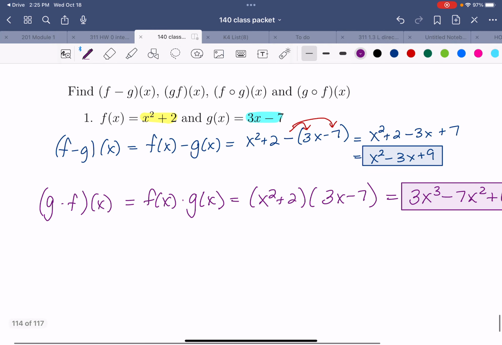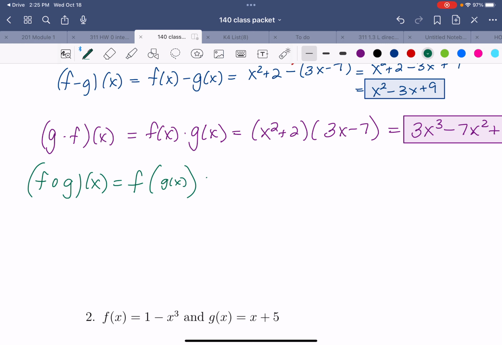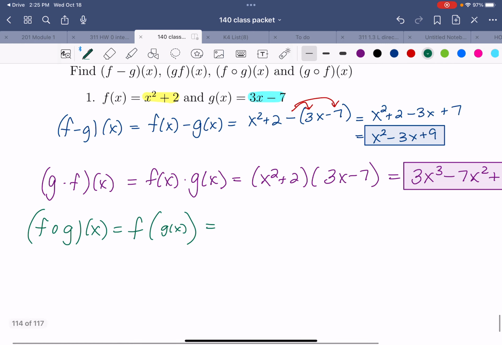Next, we want F composed with G. So we want F circled G of X. It kind of looks like fog. And that means we want F with G of X inside. Okay. So that means that I'm going to take G of X and put it inside the F. So that means I'm taking this blue function here, the 3x minus 7, and I'm going to put it in where the x is for F, okay? So that means I'm going to get 3x minus 7, everything squared, plus 2.